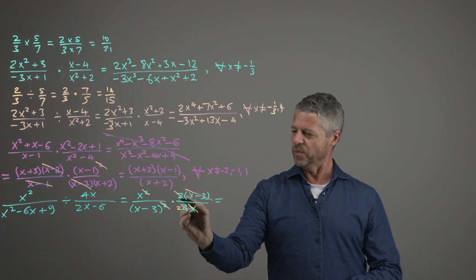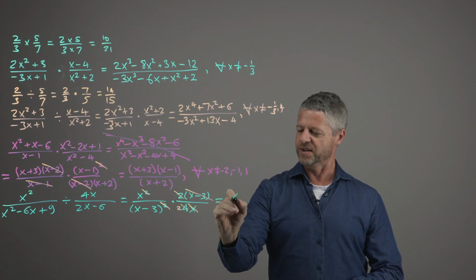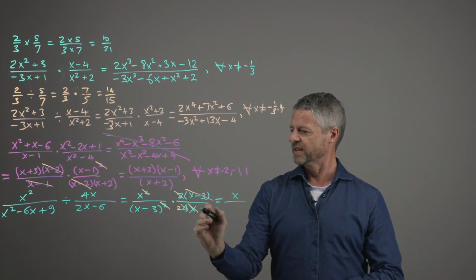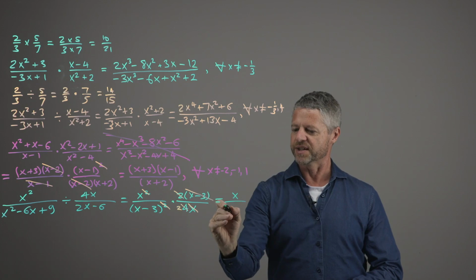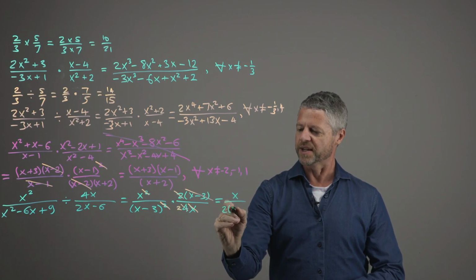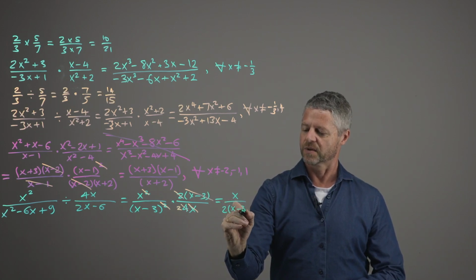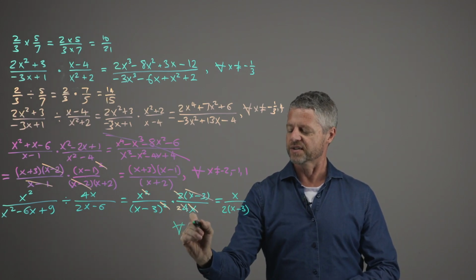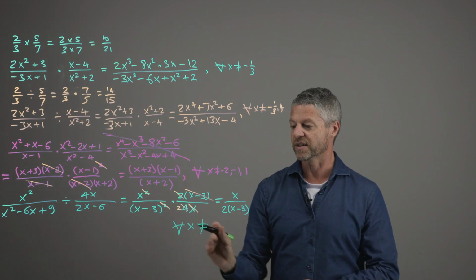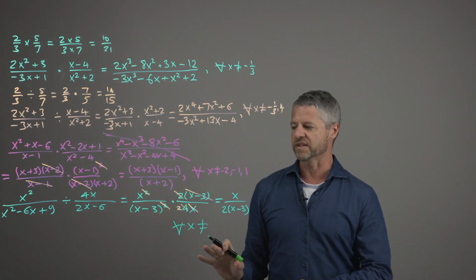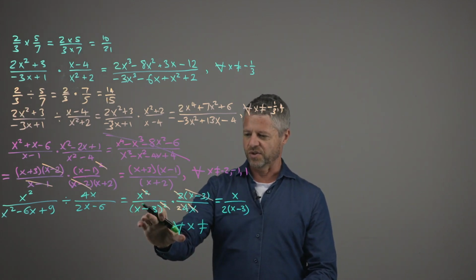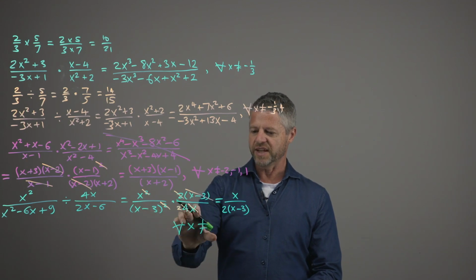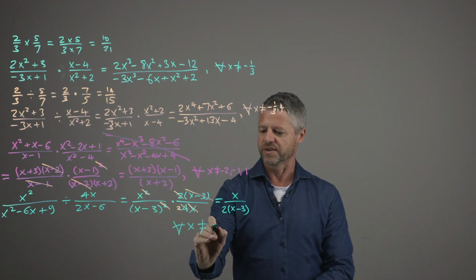Now I've ended up with x in the numerator and 2 times x minus 3 in the denominator. And this is good for all x not equal to anything that would make the denominator 0. So x equals 3 or x equals 0.